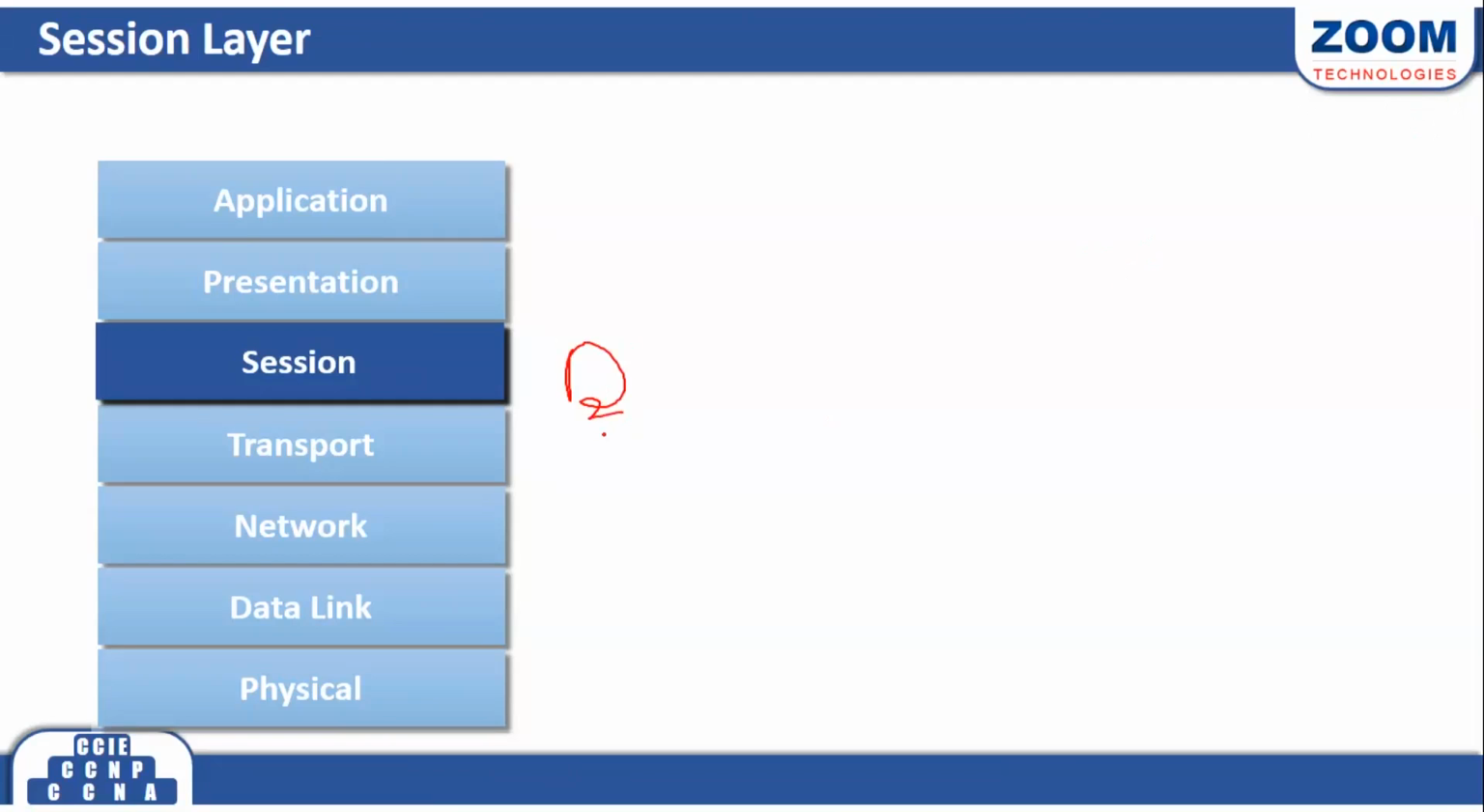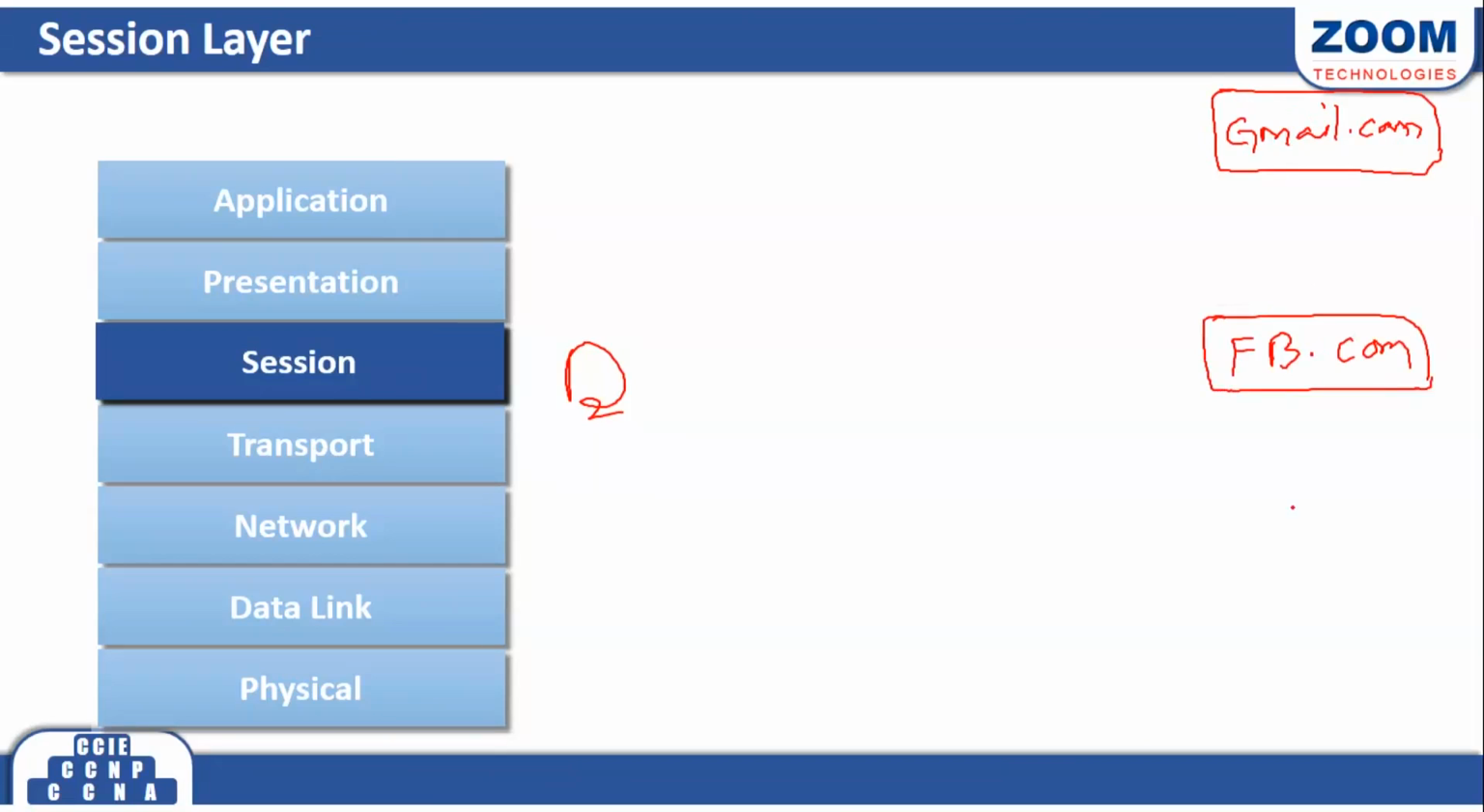This is my device. All of you, do you have Gmail accounts? Yes. Consider this is the Gmail server. Do you have FB accounts? Yes, mandatory. This is the FB server. Net banking is also mandatory. Yes. Banking.